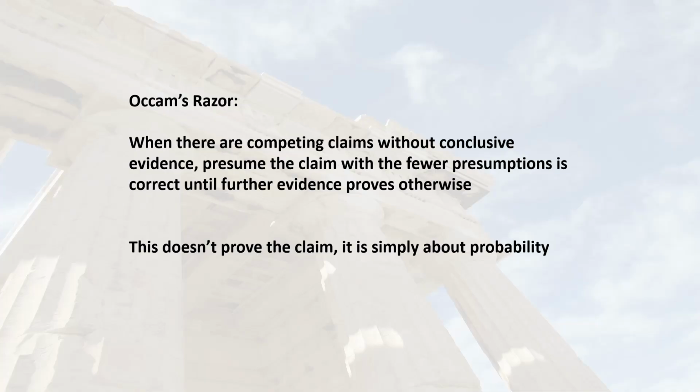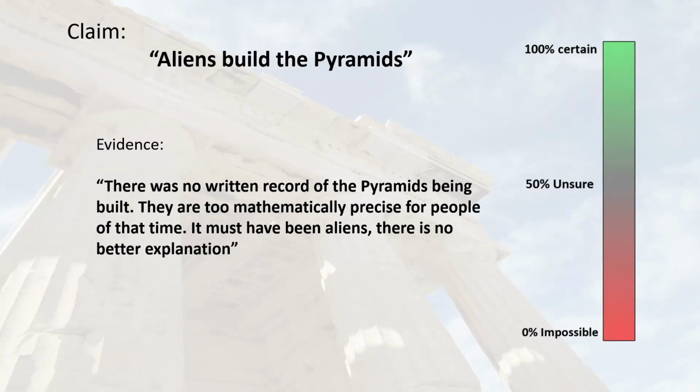But there is a more plausible explanation. For example, maybe humans built it, and their knowledge of engineering and construction was more advanced than we think. This is a more plausible explanation because it requires fewer assumptions. And this is called Occam's razor, which is simply where you have competing claims and you're not sure, and you presume the explanation with the fewer assumptions is correct until evidence proves otherwise. But you can't prove anything for certain with Occam's razor, it's simply about probability. So the final score here would be about 40%. As there's a more likely competing explanation, we would prefer that over this one.